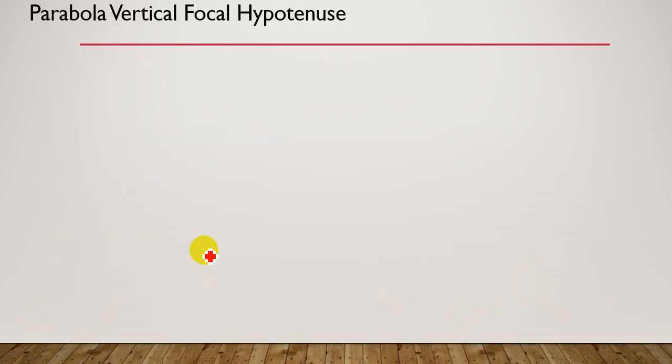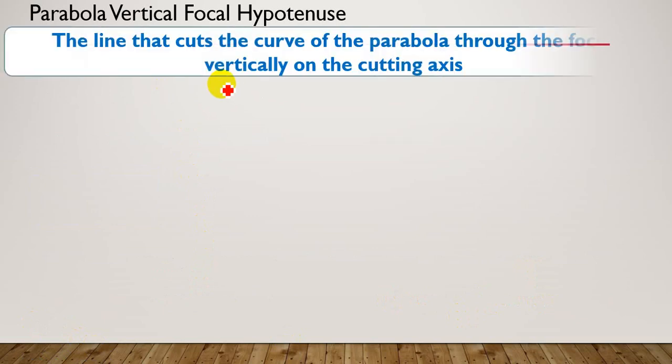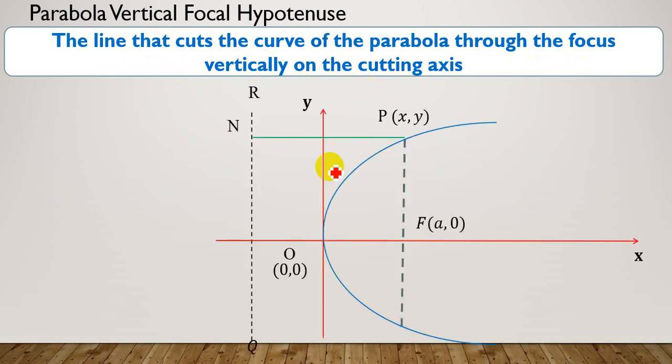Let's see the parabola vertical focal hypotenuse. The line cuts the parabola curve through the focus vertically on the cutting axis. Let's see what it means. Now we have this point and our focus is there. We know that this one is A and this one also is A, so both of them are equal. And this line is coming from there to here, and this is perpendicular on our x.